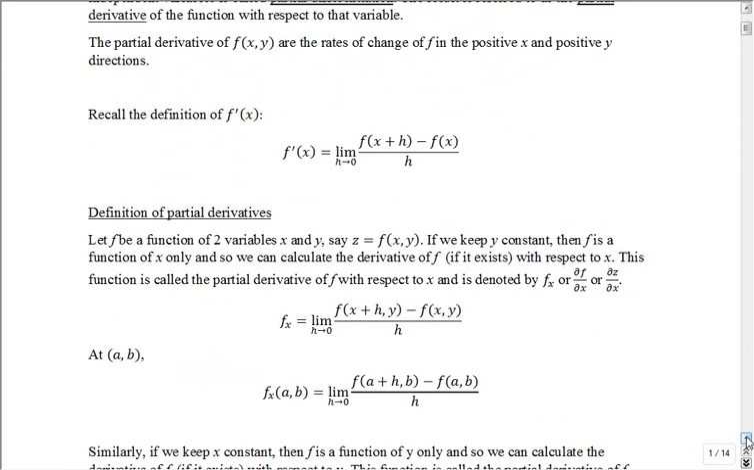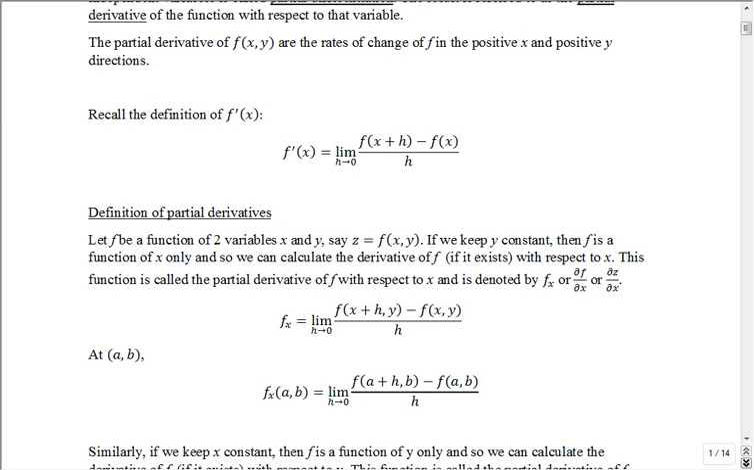So let's say you have a function of two variables, x and y, and we want to partially differentiate with respect to x. That means you keep y constant. So if you look at y as a constant, then you have the derivative with respect to x. And look at the notation for the partial derivative of f with respect to x: f sub x like that, or partial f partial x, or partial z partial x.